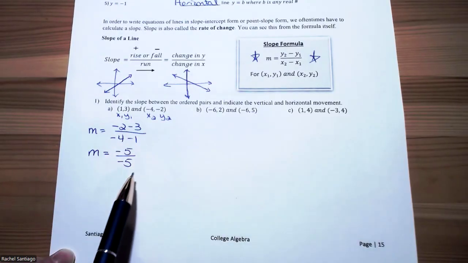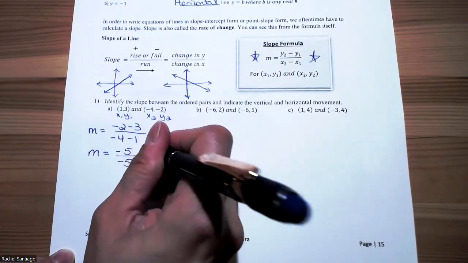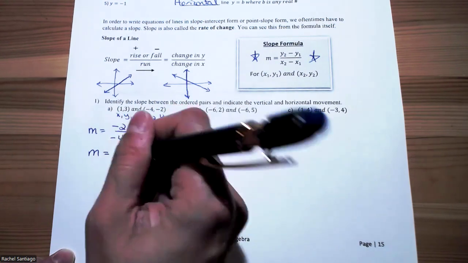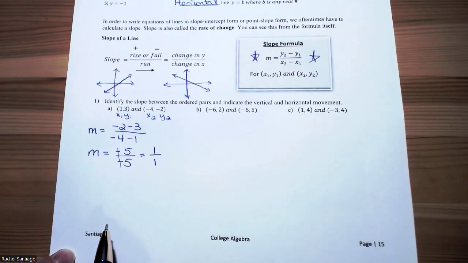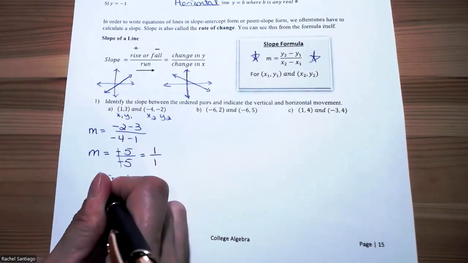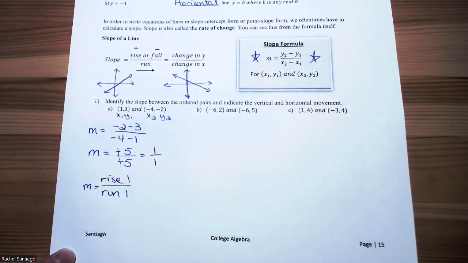And we always have to simplify our fractions. So this is going to be a 1 over a 1 when we divide. Notice the negatives will cancel out. So negative divided by negative is positive. And 5 divided by 5 is 1. So what this means is that we are going to rise 1 and then we are going to run 1. And that is our slope.